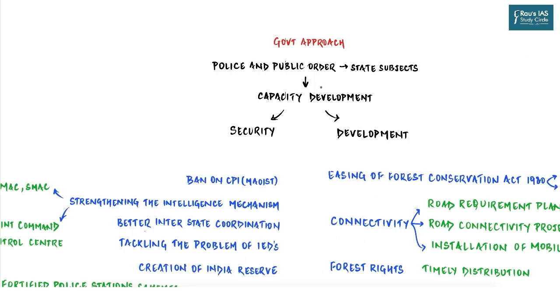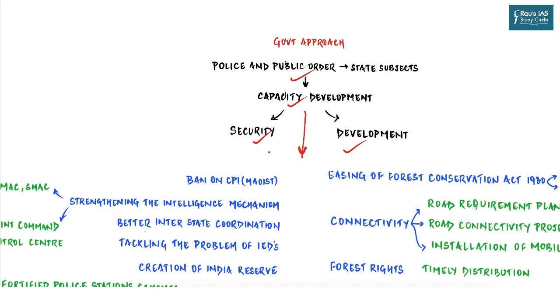At the same time, it is important for you to understand that police and public order being the state subject, action with respect to maintenance of law and order lies primarily in the domain of the concerned state governments. Therefore, the policy of the Government of India is to effectively deal with the LWE insurgency primarily by capacity building of the state governments, both in areas of security and development. So there is a clear-cut demarcation of the policy.